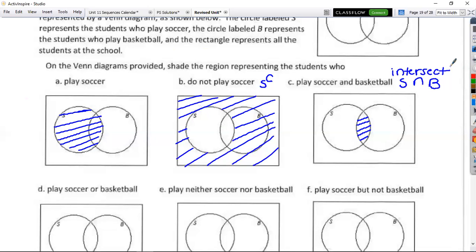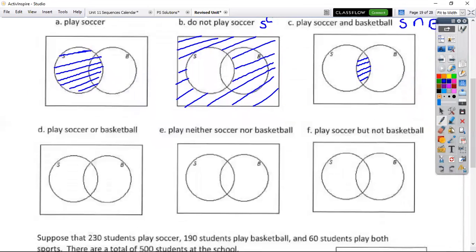How about letter D? Soccer or basketball? Actually, you do color in the part that overlaps too. Yep. No, that's okay. Yep, this is your union. It includes, you combine them together. So if you think combine. So yep, this one's your union. So soccer or basketball.